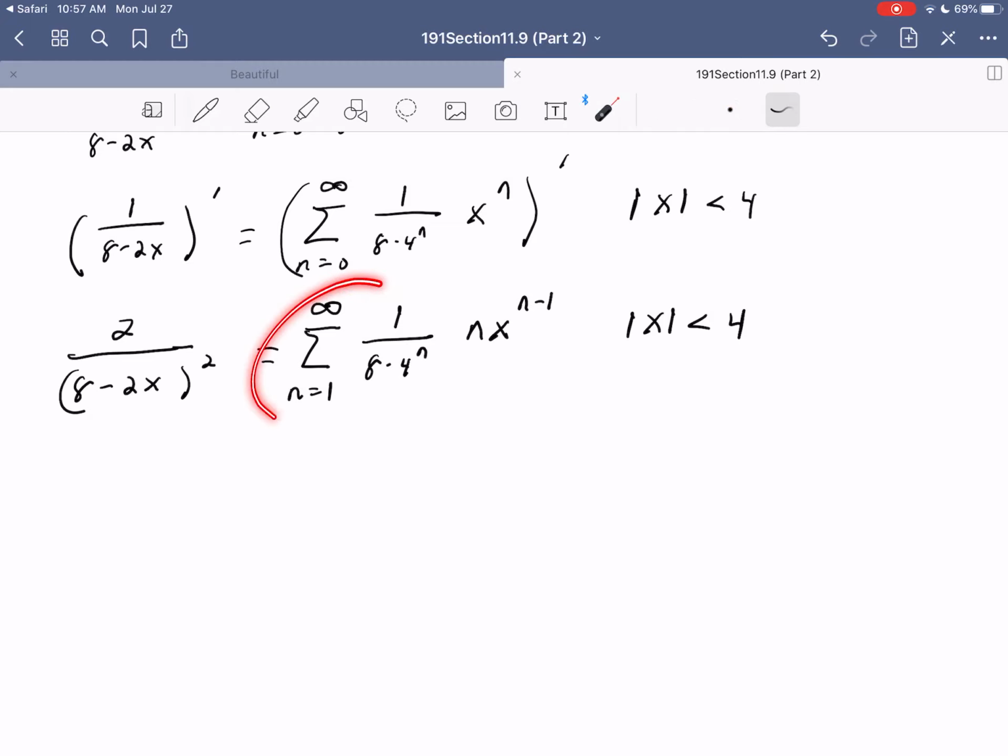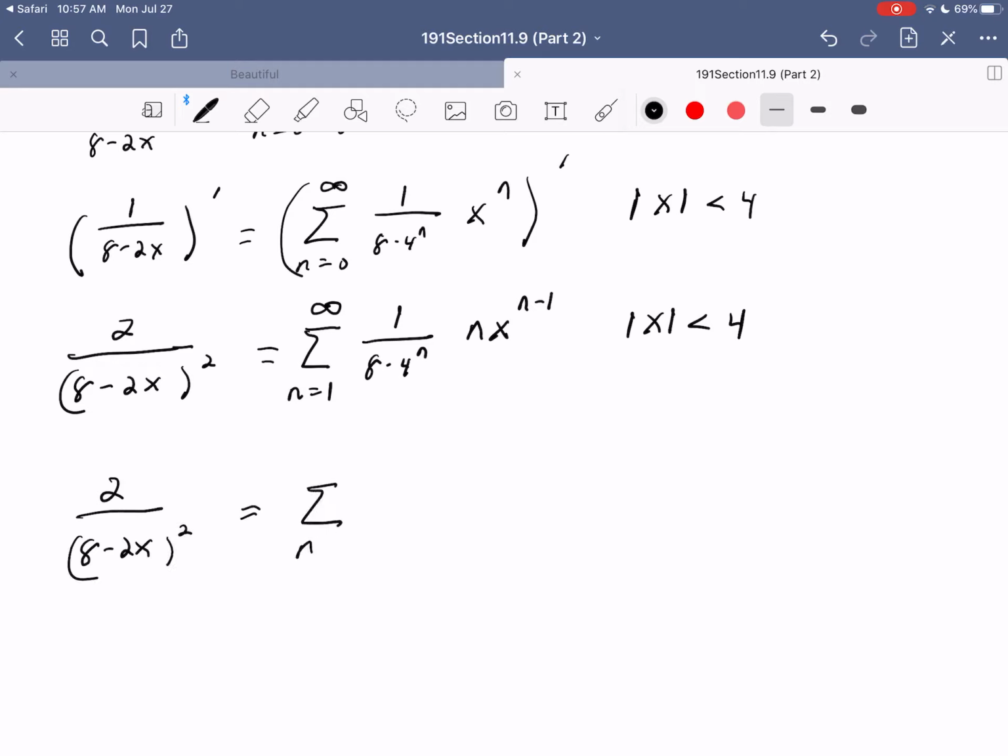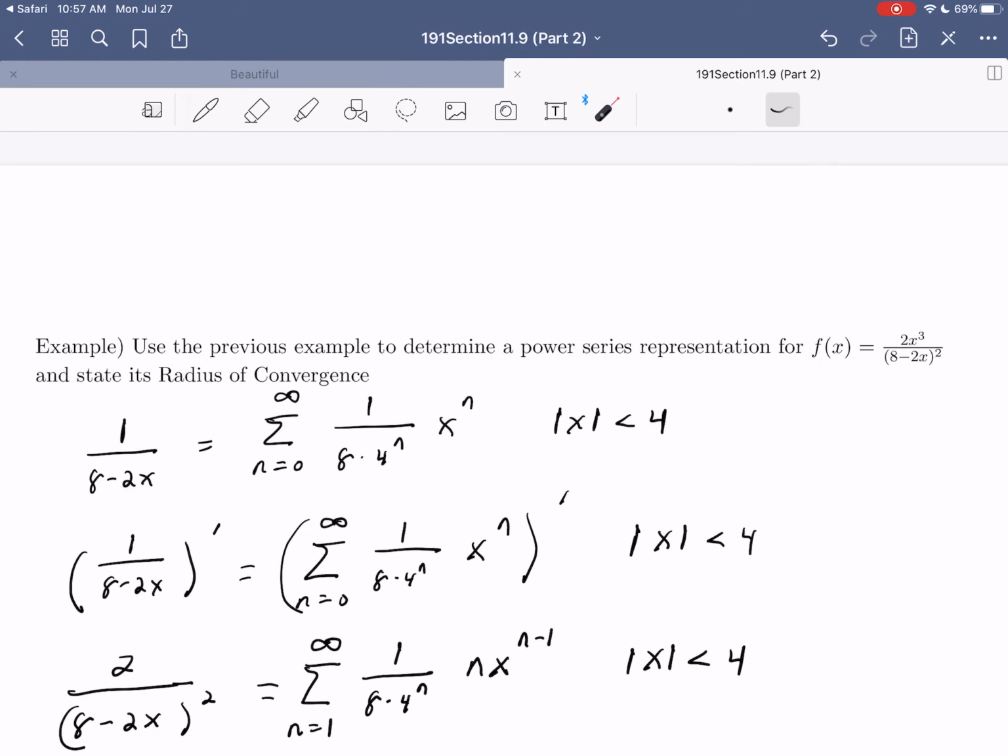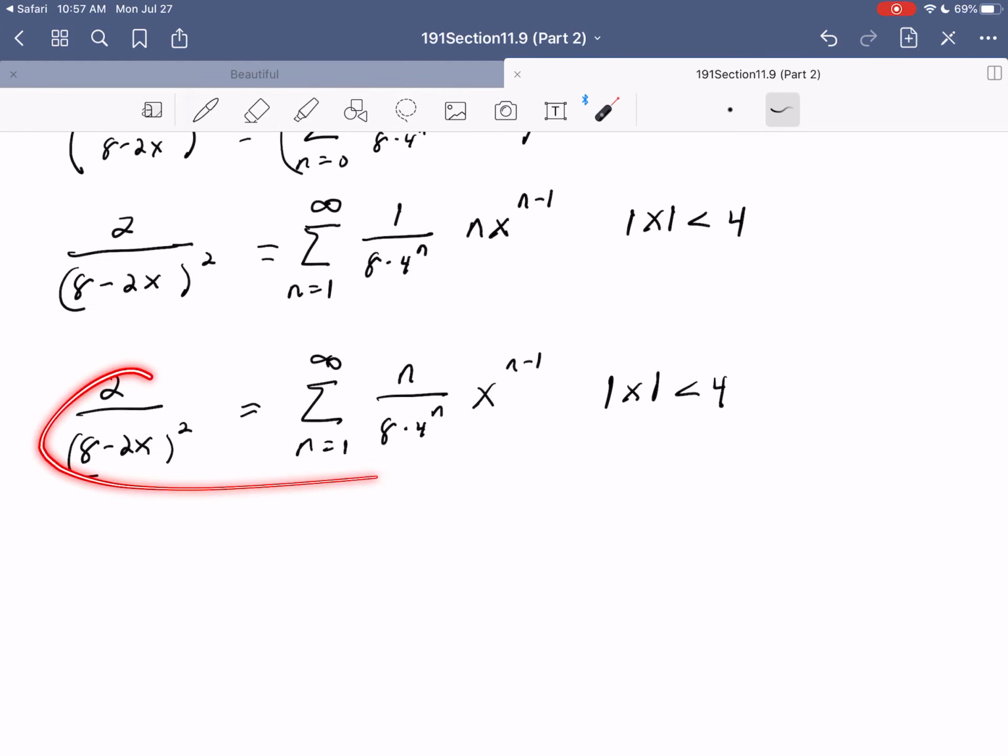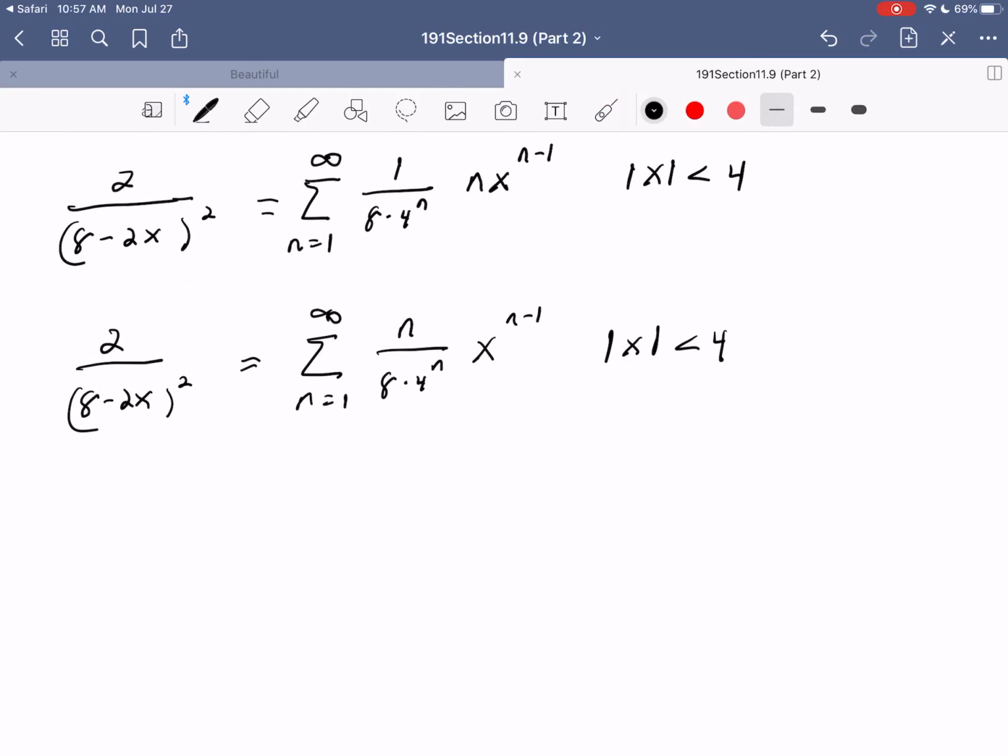All right, if we want to, we can clean this up a little bit. We have 2 over 8 minus 2x squared. If we like to write it with the constants all in front, we could say n over 8 times 4 to the n, x to the n minus 1, as long as absolute value of x is less than 4. Okay, this is looking a lot better. It's not quite our function, though. We wanted 2x cubed up top, but that's no problem. We just multiply both sides by x cubed.